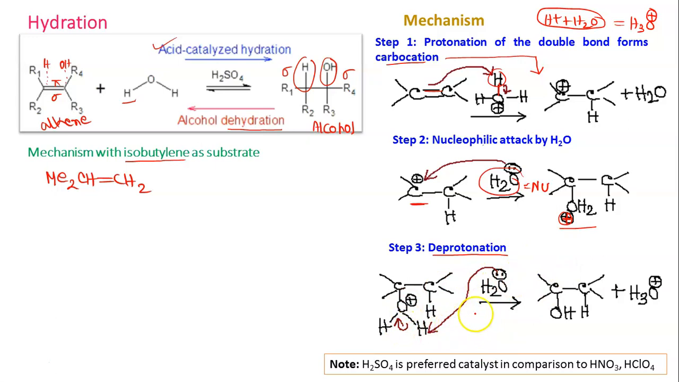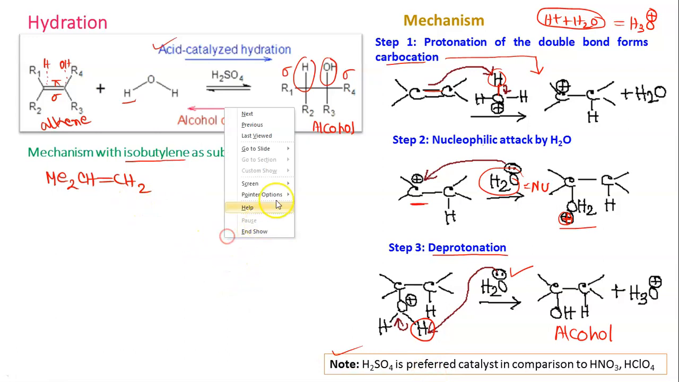Okay, so this deprotonation takes place by another water molecule which is capturing this extra hydrogen, so that oxygen becomes neutral. So finally we are getting our alcohol product. Okay, and remember here H2SO4 is the preferred catalyst in comparison to nitric acid or HClO4. So now we will see the mechanism with isobutylene as substrate.